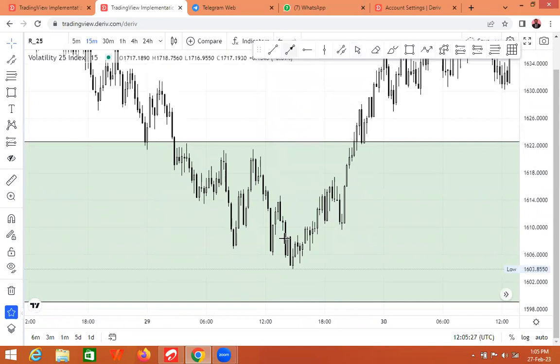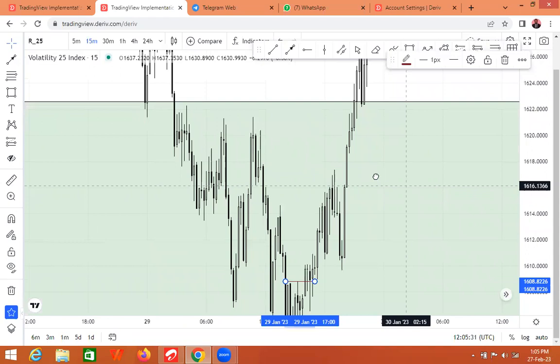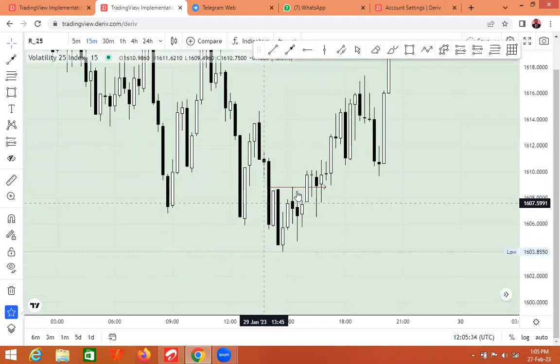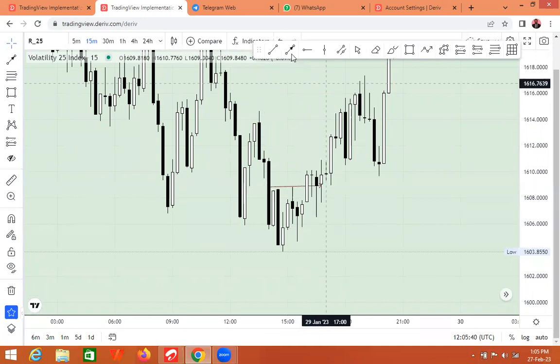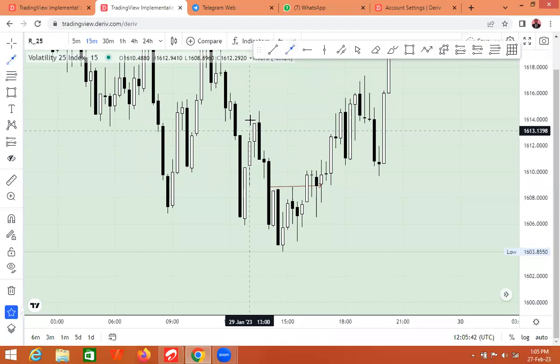First move, this was the 5 minutes break. I'm sure. This was the 5 minutes. This candle closed above, and you can see how the wick came back into it. Let's say you didn't see that. Price now came, gave us a 15 minutes. This was a 15 minutes break of structure.